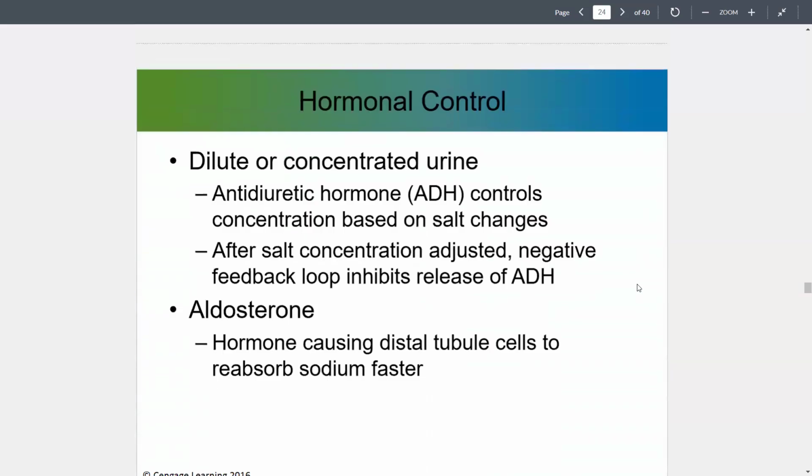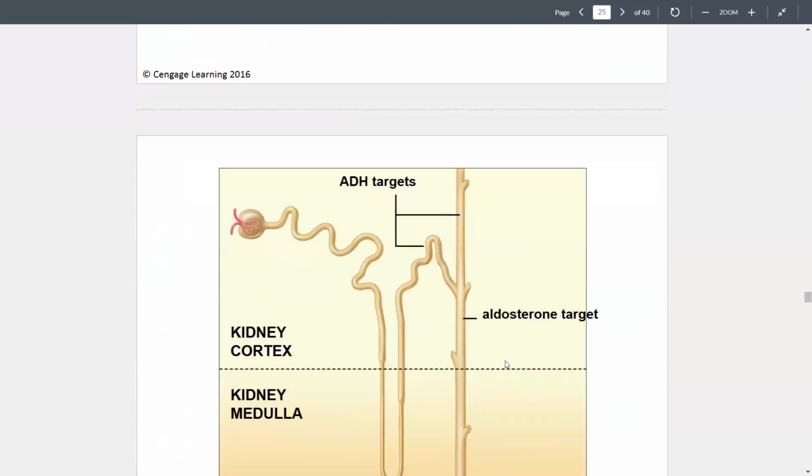So this is all controlled by hormones, just like everything else. So you have antidiuretic hormone you might have heard of, and that can be a diuretic. You might have heard of that word. It controls the salt in your body and thus controls how much urine you pee. And then aldosterone causes it to reabsorb sodium. So hormones are acting on you.